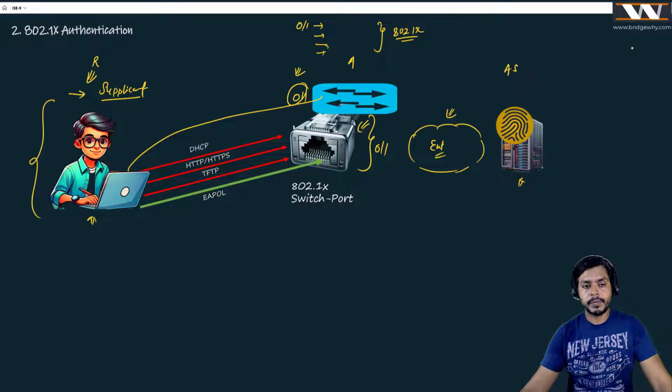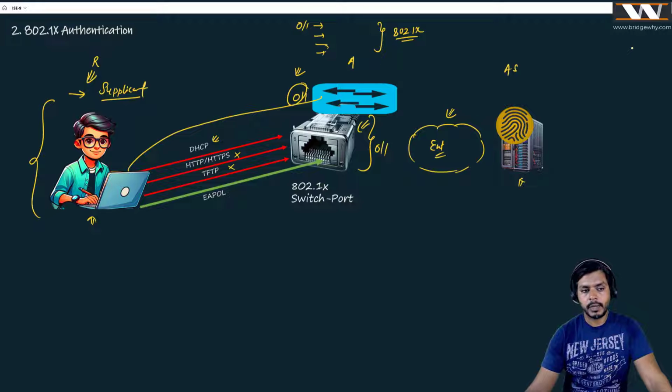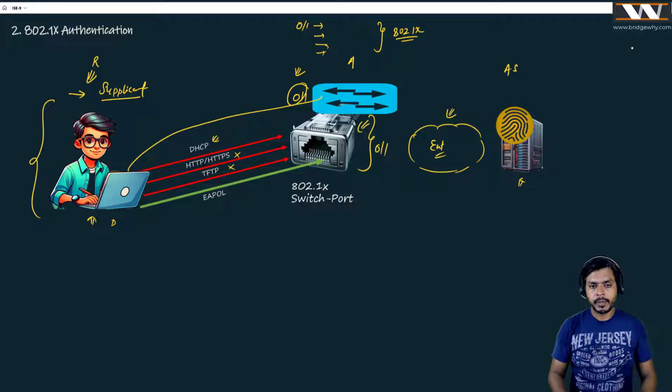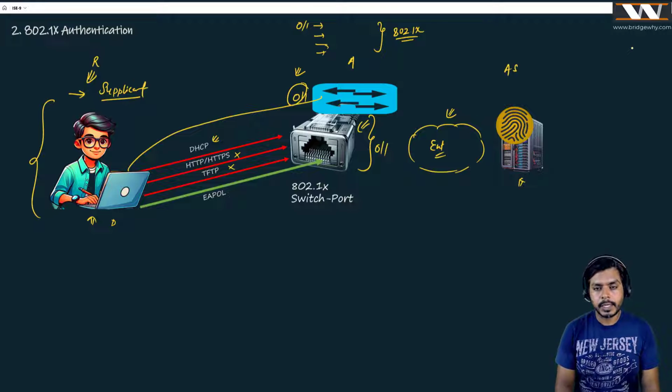If you send DHCP traffic, by any means, it is not going to pass. HTTP, HTTPS, TFTP, nothing. No traffic can pass through this port. It means that when you come up with the laptop, even the DHCP discover message cannot go out and cannot pass this 0/1 port, and that is why this guy will never get the IP address. If that is the case, then why have we done this .1x configuration?